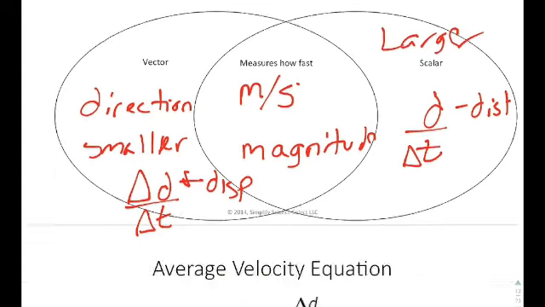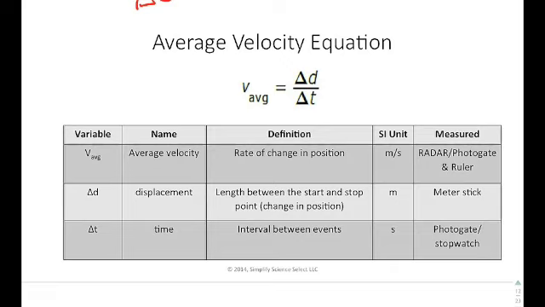So the average velocity equation we've already introduced you to, but we actually want to go through every variable. We know that V average represents the average velocity. Anytime you see a little subscript right here, it's just defining the original variable. So it's a velocity, and then the little subscript tells us that it's average. So it's together, it's average velocity. Okay, it's the rate of change in position, and it's measured in meters per second.